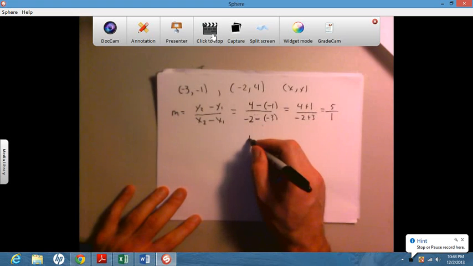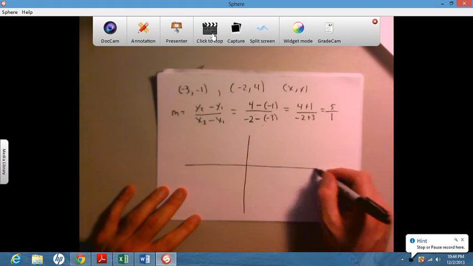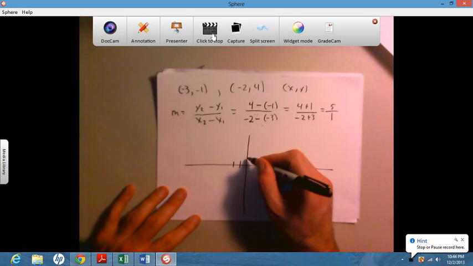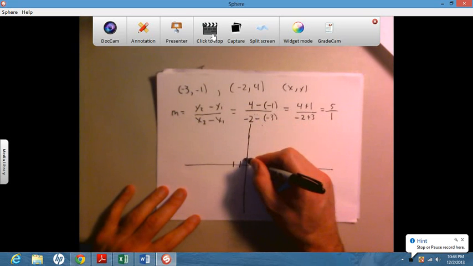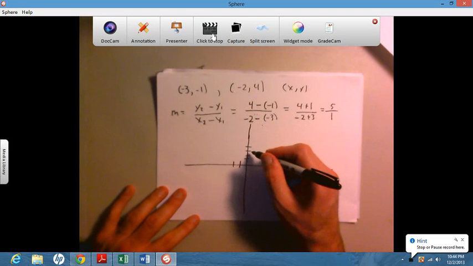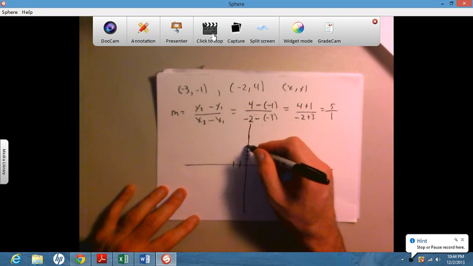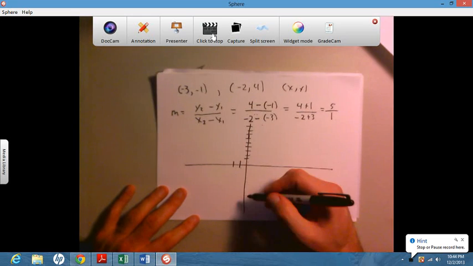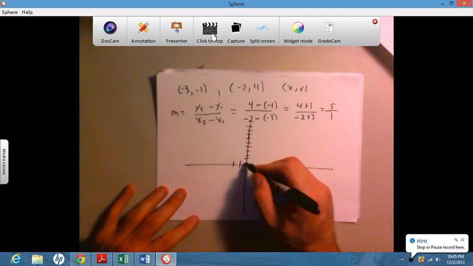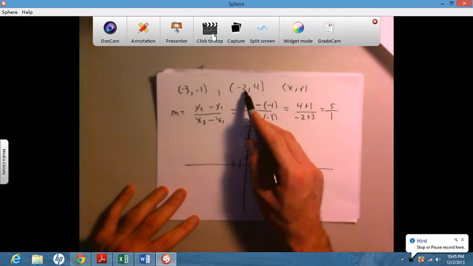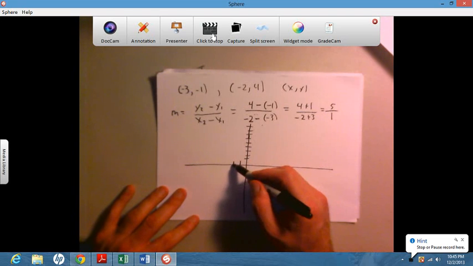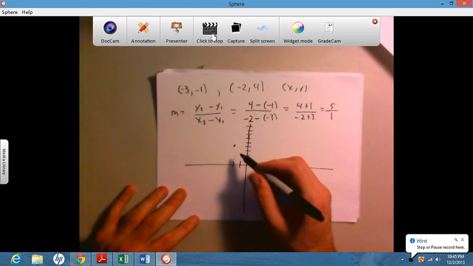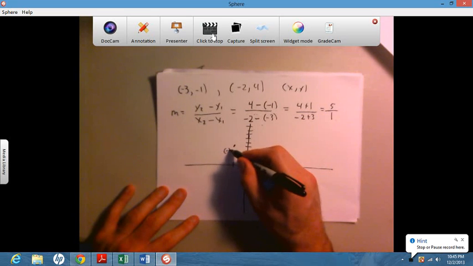So let's demonstrate what that means. Let's plot the point -2, 4. 1, 2, 3, 4. And I'm actually going to go up 5 more also. 1, 2, 3, 4, 5, and you'll see why. The first point is -2 on the x coordinate, so I'm going -1, -2, and I'm going to go up 4. 1, 2, 3, 4, and that's the point -2, 4.